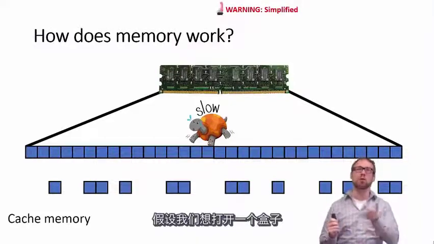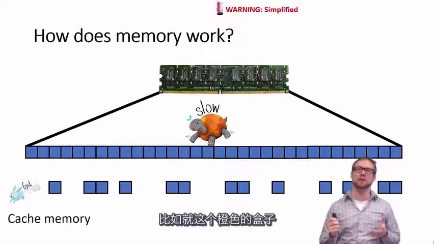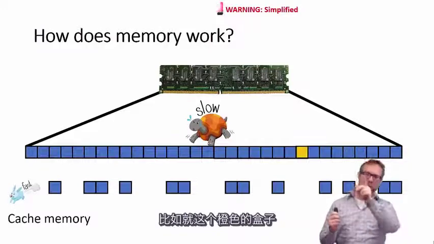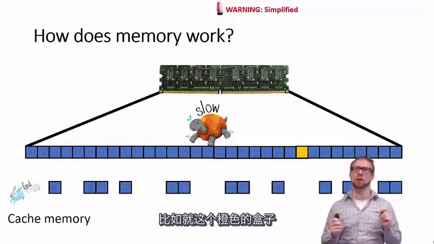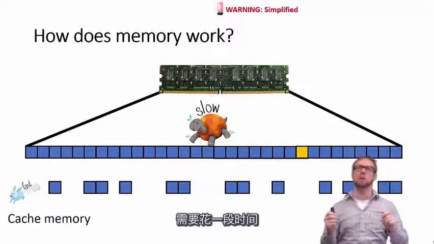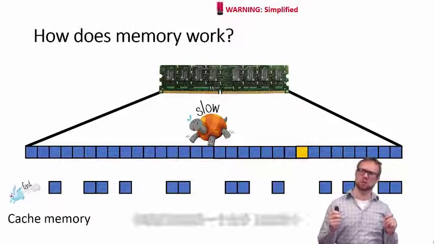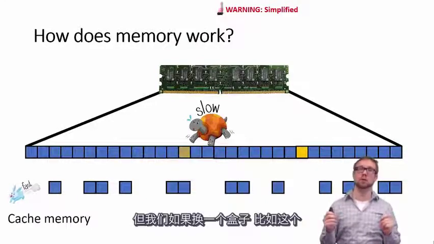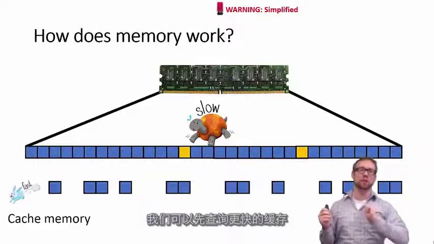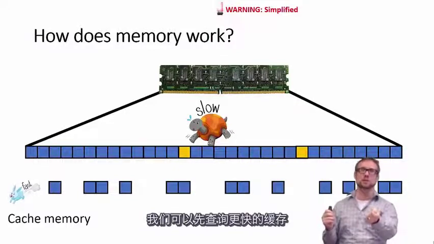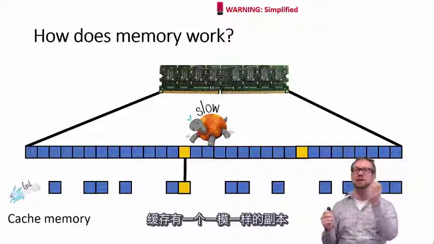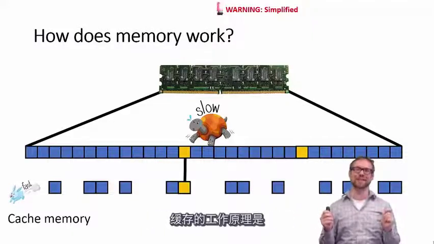Suppose I wanted to open one of these boxes, and I request in this fast memory over here that this particular orange box here be opened. Well, it's going to take a while. Whereas if I try to open a different box, I can first ask the really fast cache memory, and that has an exact copy of what I need.